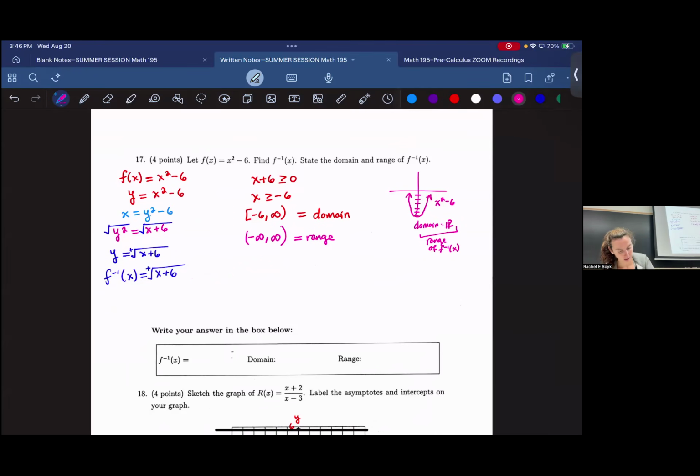We just have to put that into our answer key down here. So we get square root x plus 6 for our inverse, our domain, -6 comma infinity, and then range -infinity comma infinity. Oh, that is so perfect. Yeah, thank you.